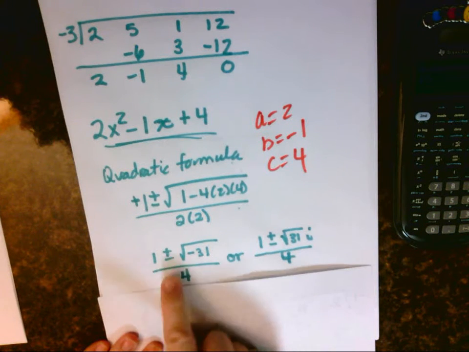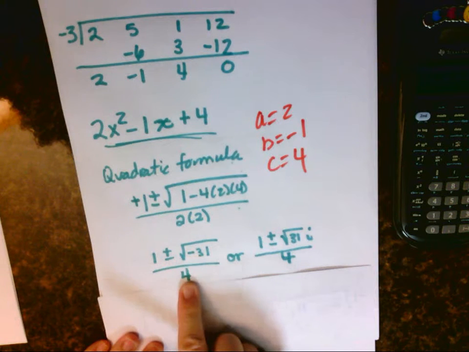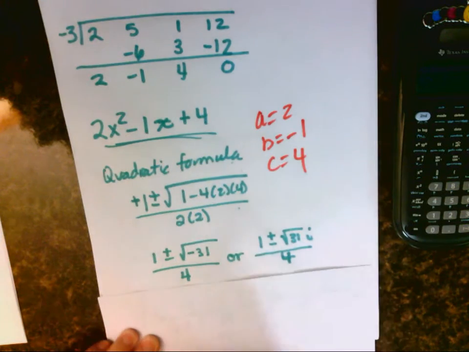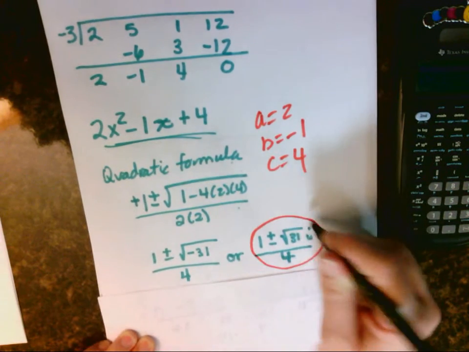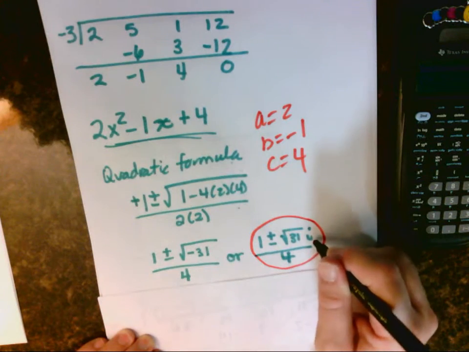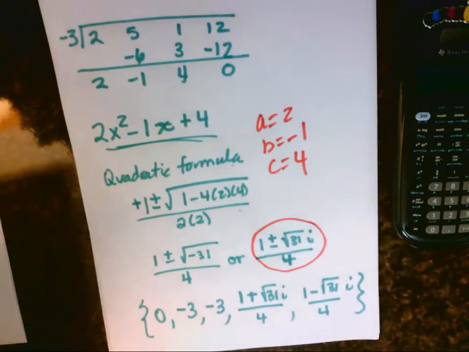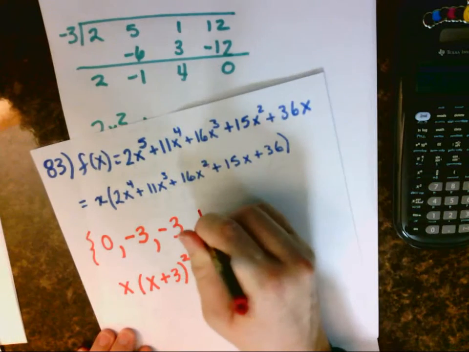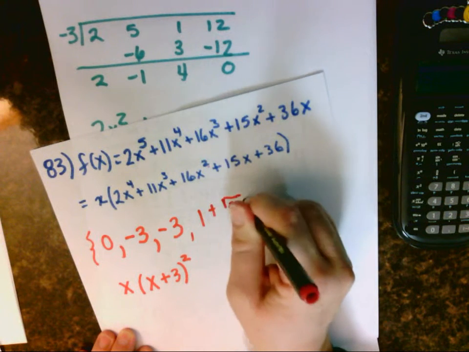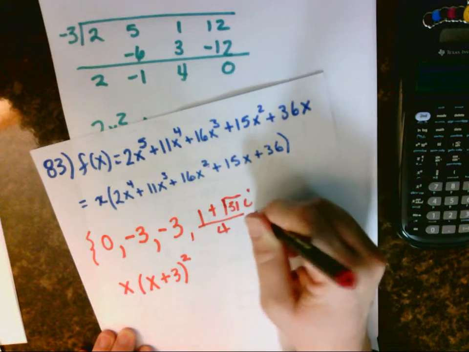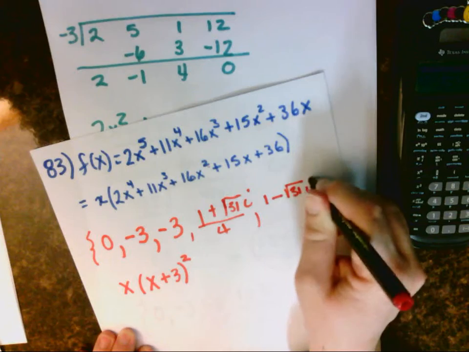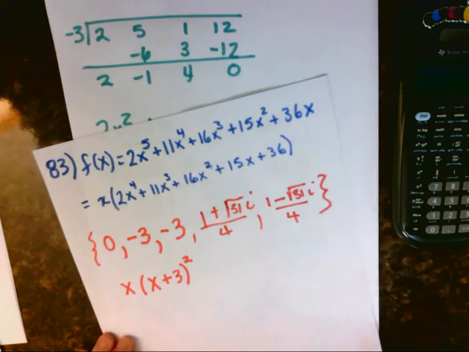And then I reduce that, and I get 1 plus and minus the square root of -31 over 4. But the square root of a negative is like an i, so this is what we want right here: 1 plus and minus the square root of 31i over 4. And so I can go back to my solution set, or put it on the first page there. The next solution is 1 plus the square root of 31i all over 4. And we could do plus or minus, or I write it again, 1 minus the square root of 31i over 4. Okay, those are the zeros.